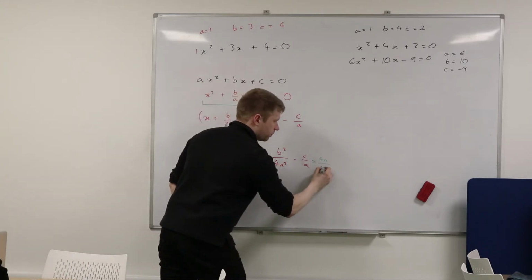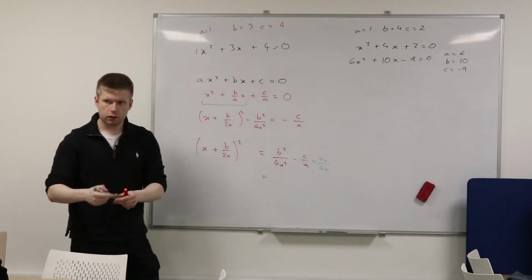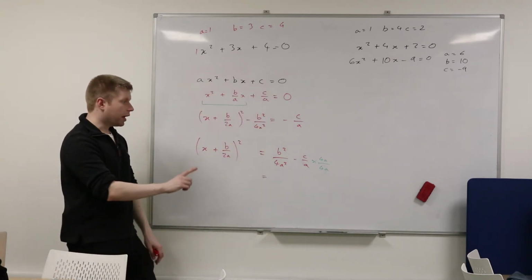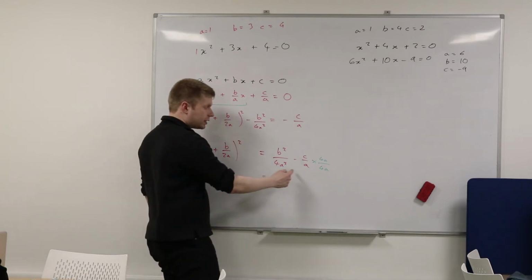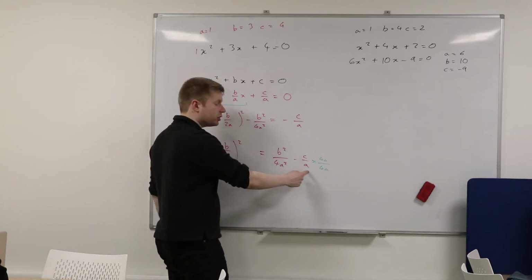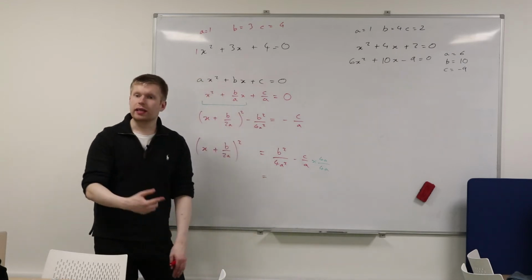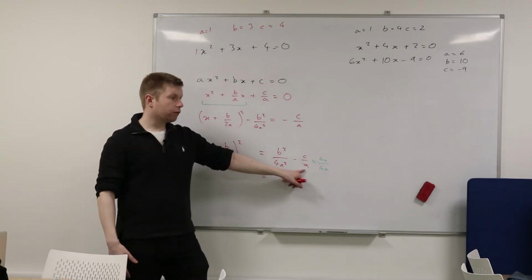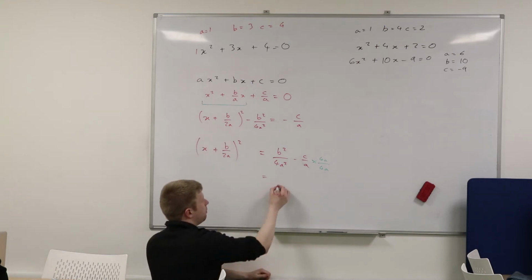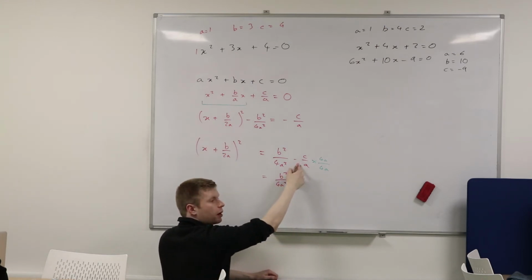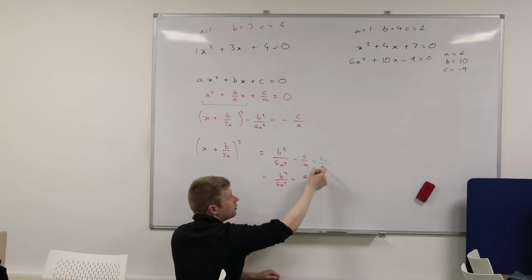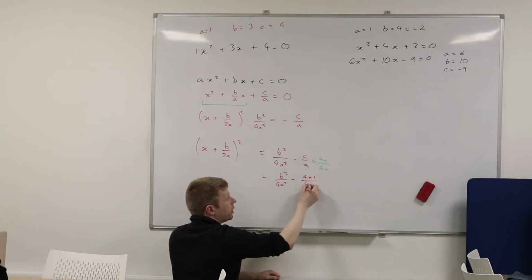Isn't it 4a squared? Remember, what I'm after is the same denominator. So I want a 4a squared on the denominator of both fractions. I've got an a here, so I'd have to multiply by 4a. Okay? So I get b squared over 4a squared minus, well, that becomes 4ac over 4a squared.